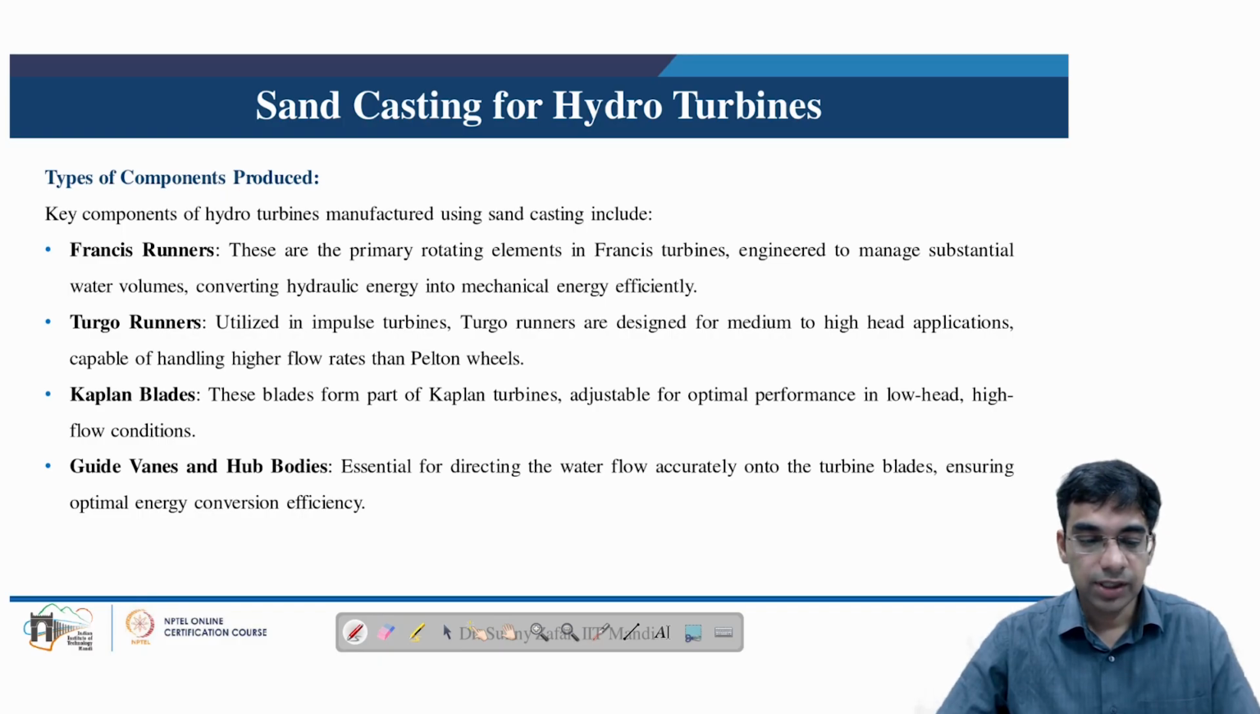Kaplan blades. These blades form a part of the Kaplan turbine, adjustable for optimal performance in low head and high flow conditions. Then we have the guide vanes and hub bodies, which are essential for directing water flow accurately onto the turbine blades, ensuring optimal energy conversion in an efficient way.